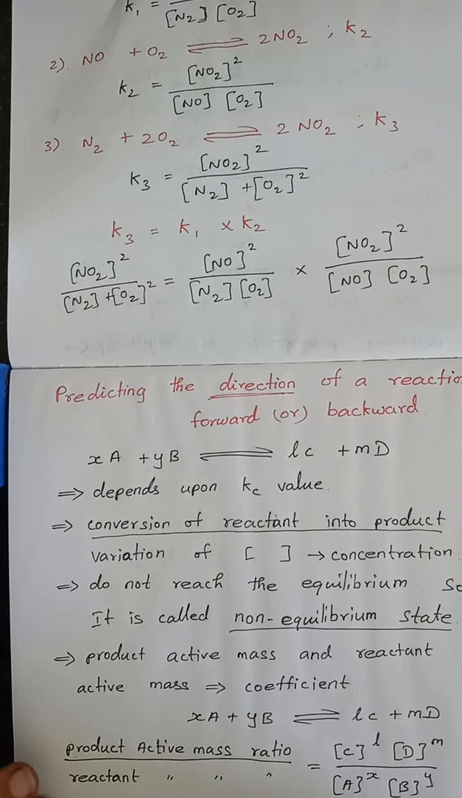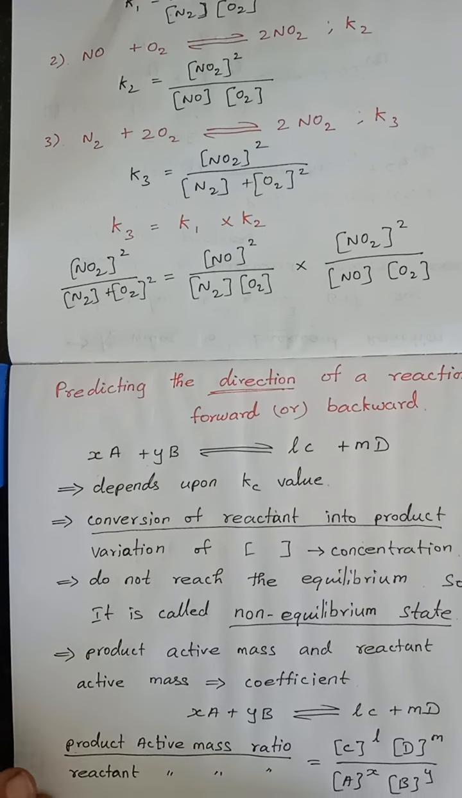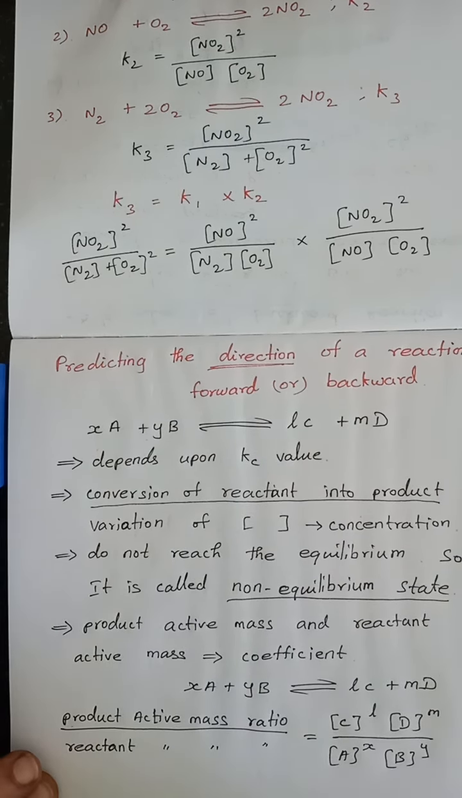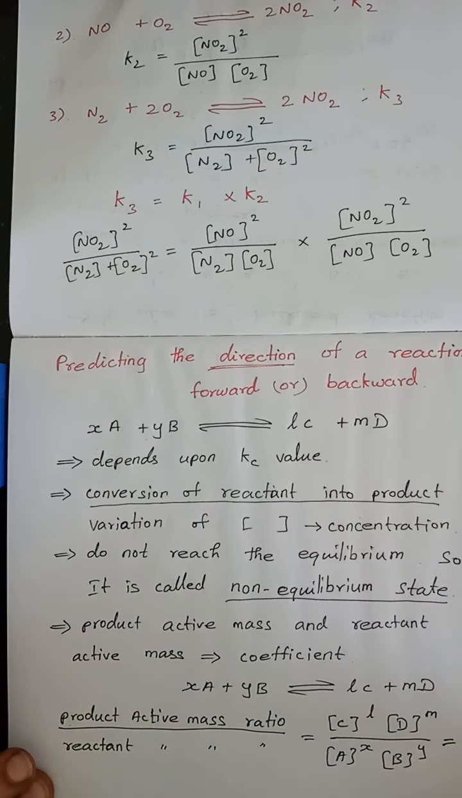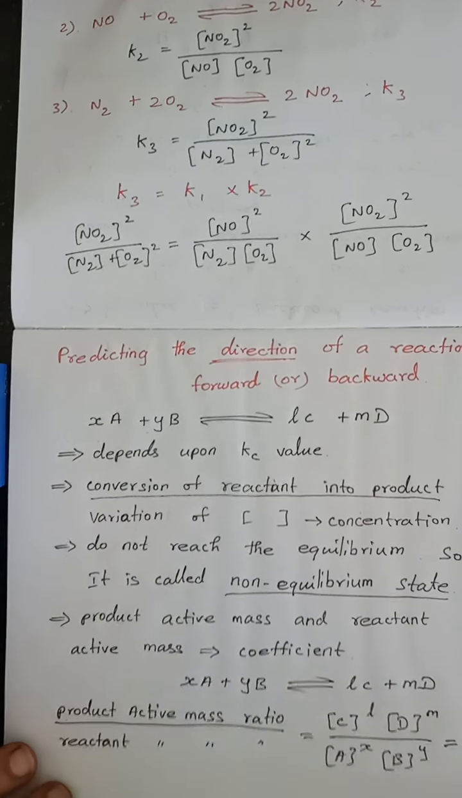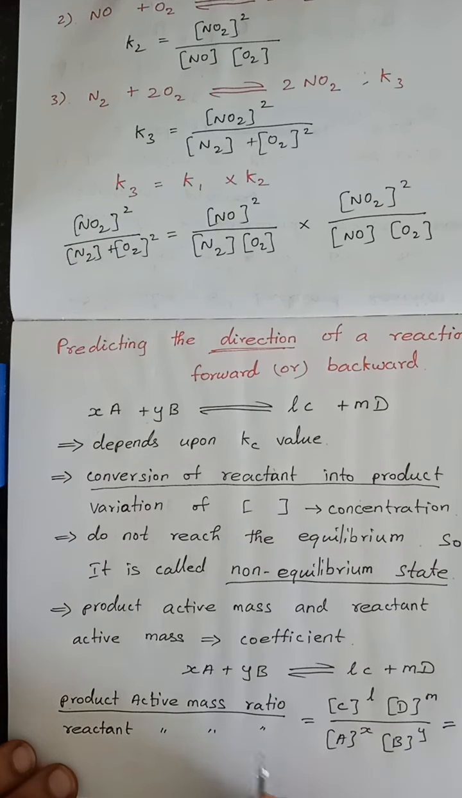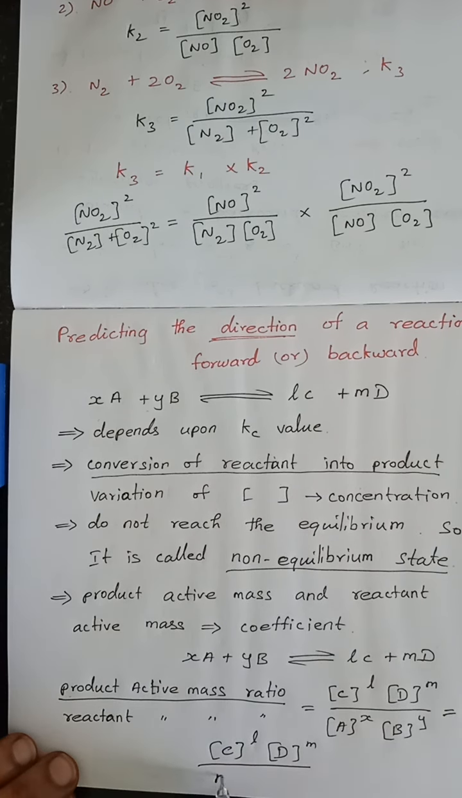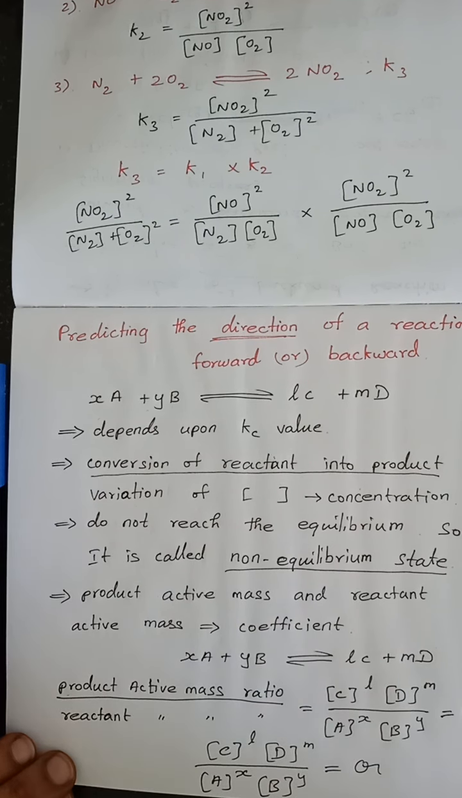In this reaction, the value is denoted Q, the Q value. So you write the formula: concentration of C to the power l, concentration of D to the power m, divided by concentration of A to the power x, concentration of B to the power y. It is denoted by the letter Q.